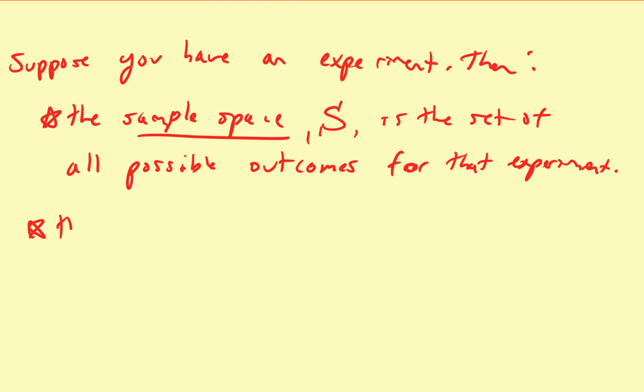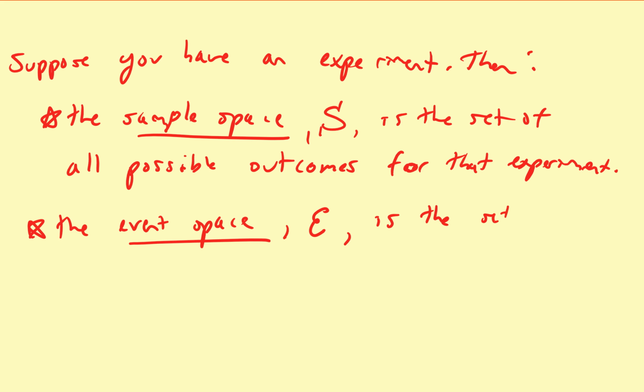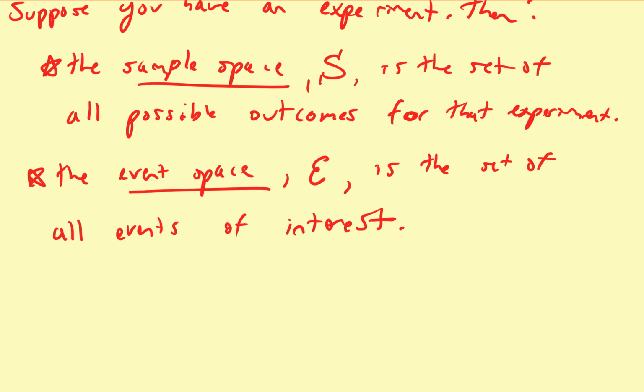And the event space, and I'm going to call it E. Let's write it in another way. E is the set of all events of interest. So let us do an example.